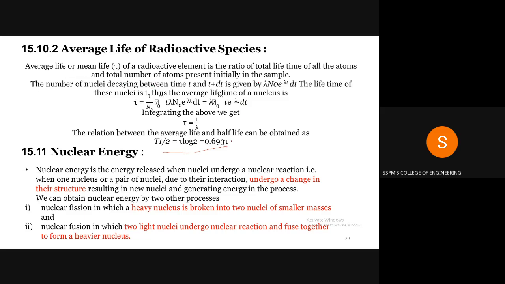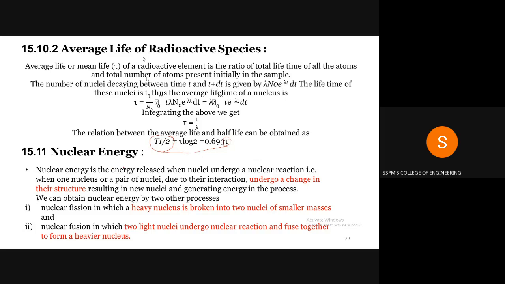This tau we are saying instead of T. This is T half, that is, half lifetime. What is tau? Tau is average lifetime. Okay, so this must be done.